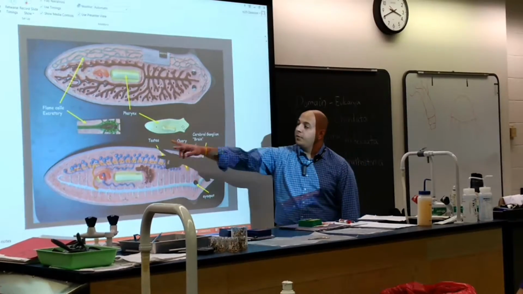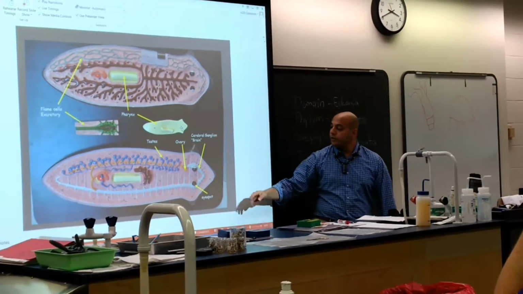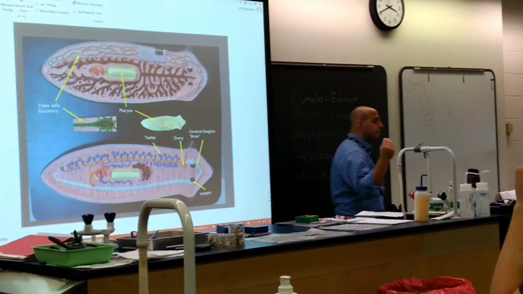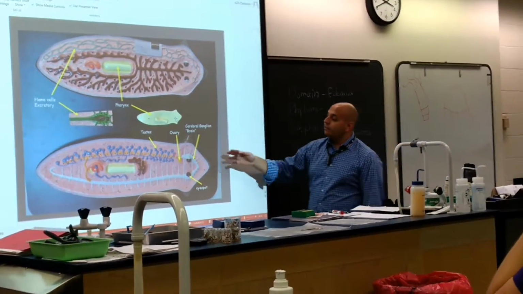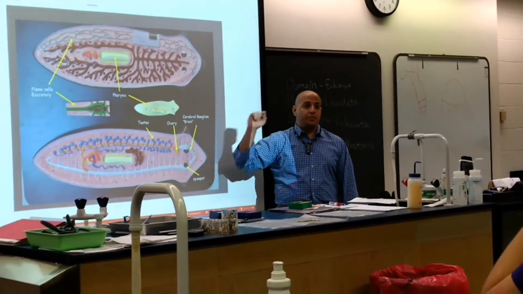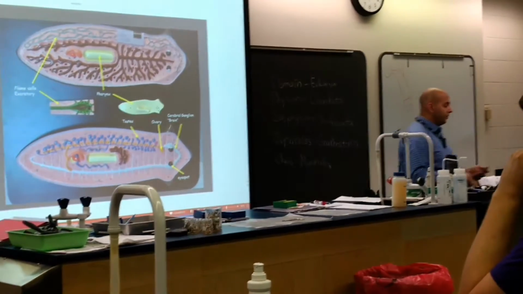I want you to know the flame cells, pharynx, testes, ovaries, cerebral ganglia, and eye spots. Are these guys, by the way, pointing out these are hermaphroditic, so remember they have both testes and ovaries. And a brief review. Okay, good.